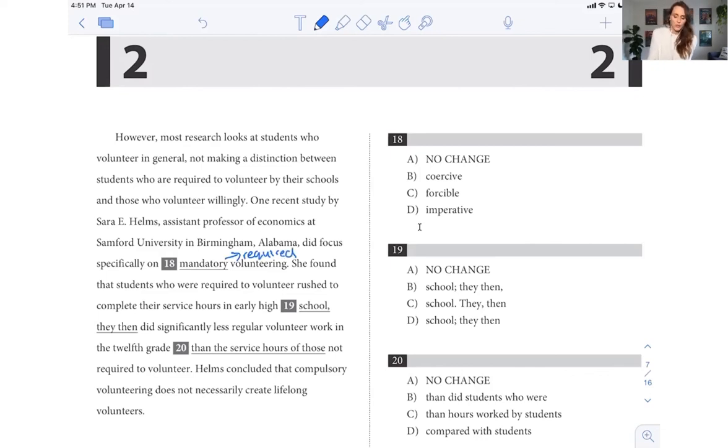Coercive, our first answer choice here for B, would be using threats or force. We don't generally use threats or force, right, to require someone to volunteer. Forcible is just clearly, let's just write it here, done by force. And imperative means of vital importance. So we are just going to leave it as mandatory, which is answer choice A.